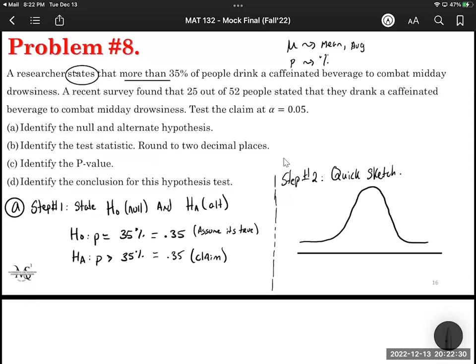All right, so here's my quick sketch. First of all, what is our significance level? In other words, what is the value of alpha?